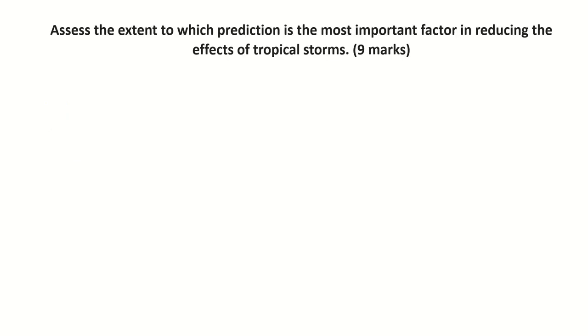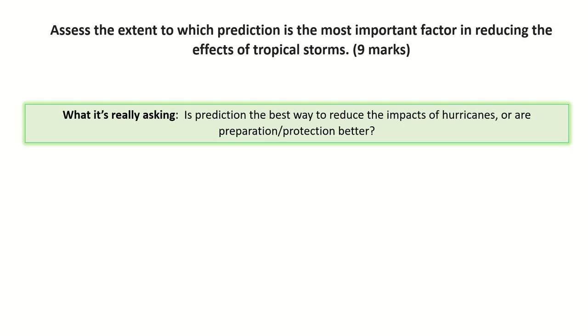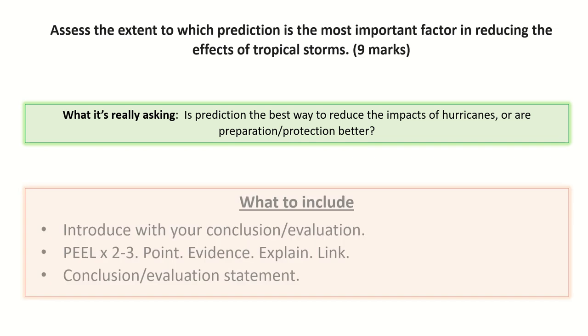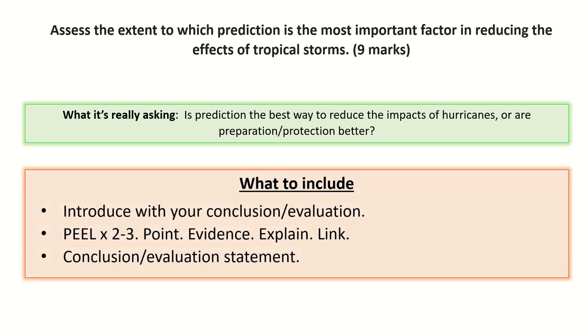So let's have a look at a question here. Assess the extent to which prediction is the most important factor in reducing the effects of tropical storms. What is it really asking? Is prediction the best way to reduce the impact of hurricanes, or are preparation or protection better? So, what will I include in my 9 mark answer? I will always introduce with my conclusion or evaluation.